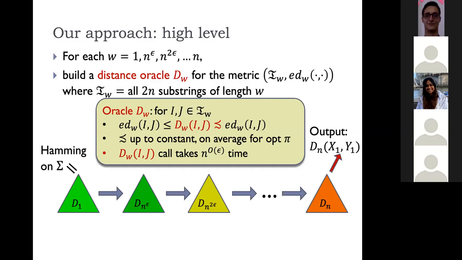And the distance oracle, to output a number, the distance between i and j, will take time n to the order epsilon. So, small from our perspective.